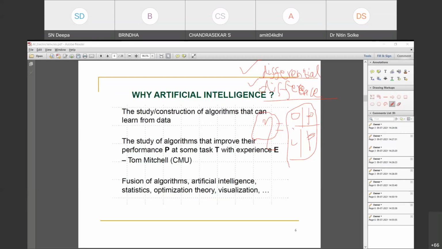Why has artificial intelligence been applicable? Because I have so many inputs. I have so many outputs.